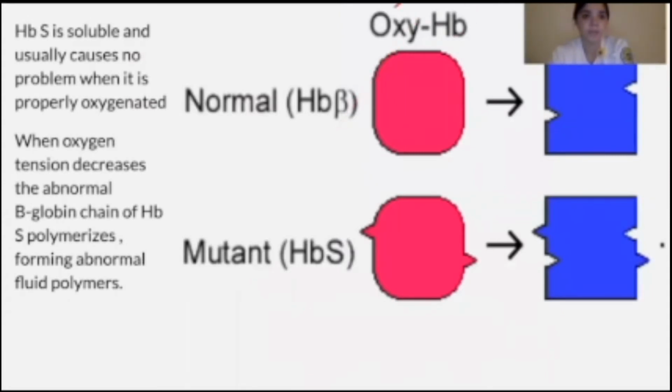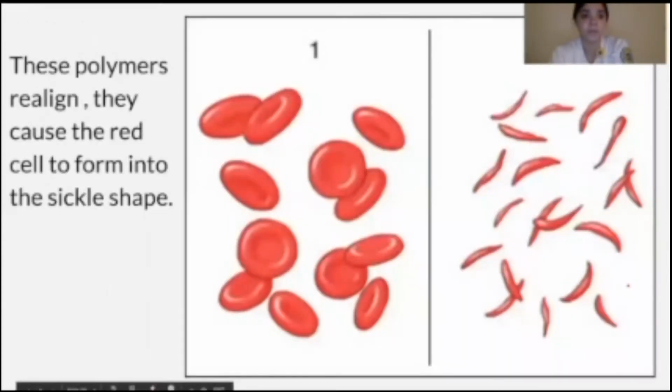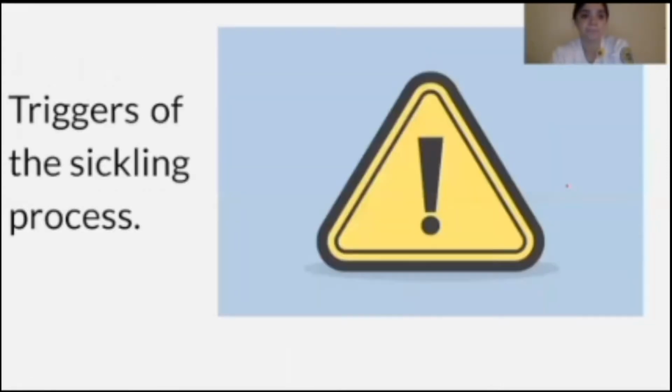Hemoglobin S is soluble and usually causes no problem when it is properly oxygenated. When oxygen tension decreases, the abnormal hemoglobin beta chain of HbS polymerizes, forming abnormal polymers. These polymers realign. They cause the red cell to form into a sickle shape.